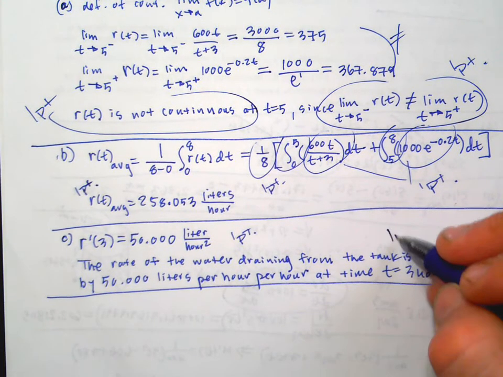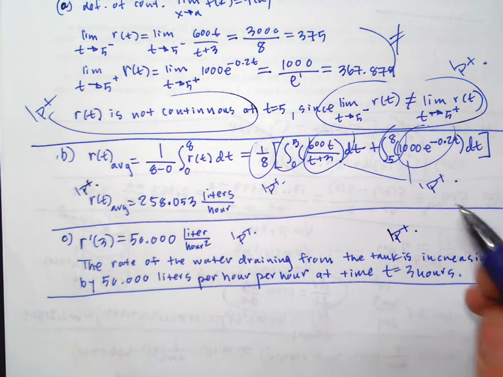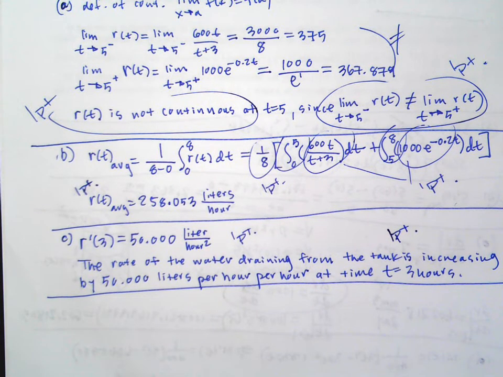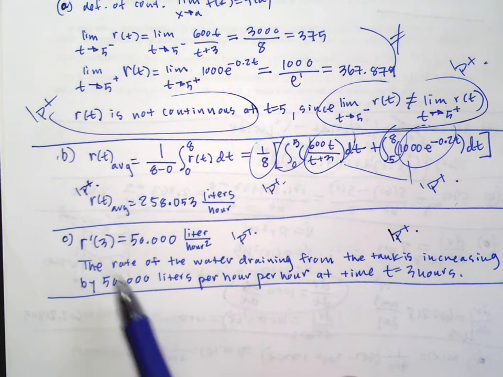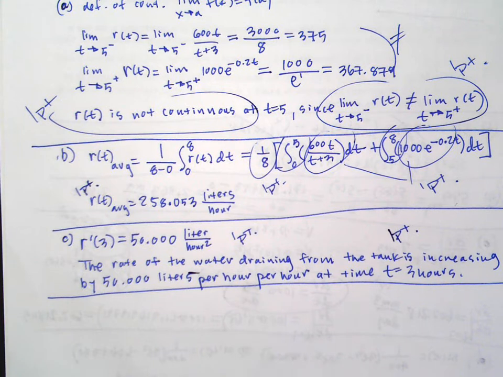So when you get a positive derivative of something, probably the most common way to explain that is that the rate, whatever it is the derivative of, is increasing or decreasing. And since R was already a rate, the rate of water is increasing by this much. Okay, which means that it's losing more and more water, right?